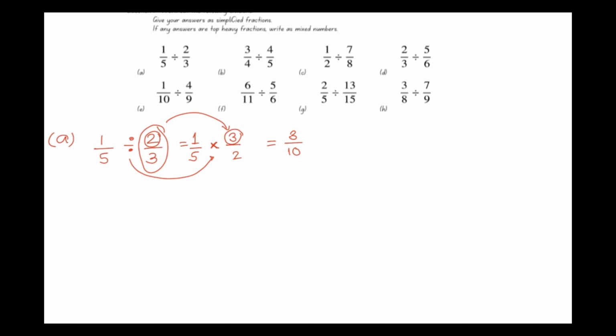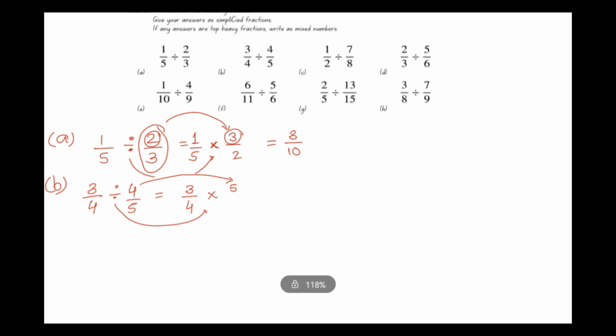Okay, moving on to the second: 3 upon 4 divided by 4 upon 5. I have to write the first fraction as it is, 3 upon 4. Then I have to convert the division sign into the multiplication sign, and the second fraction I have to reciprocal, so it becomes 5 upon 4. Now 3 times 5 is 15 and 4 times 4 is 16.